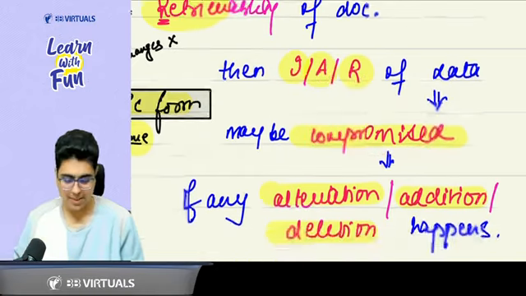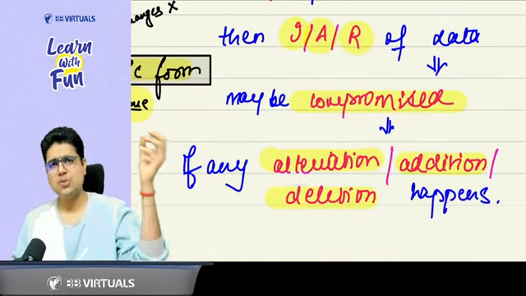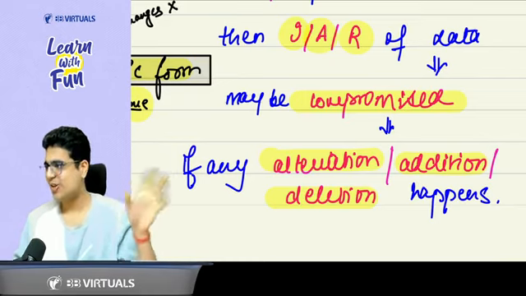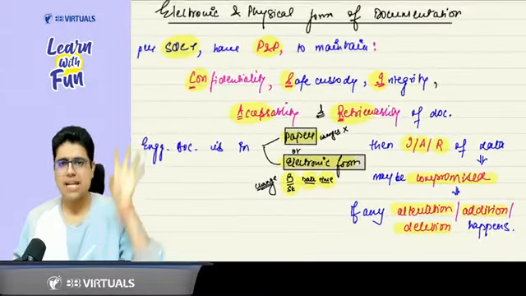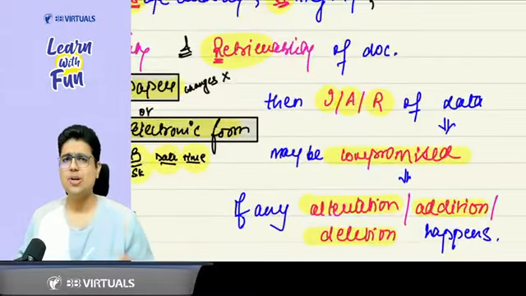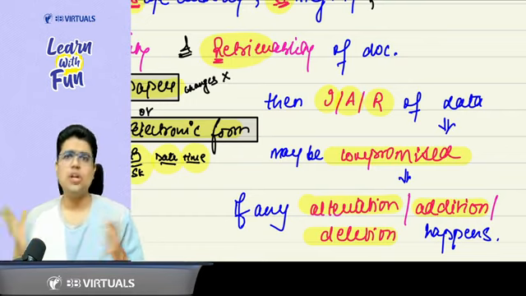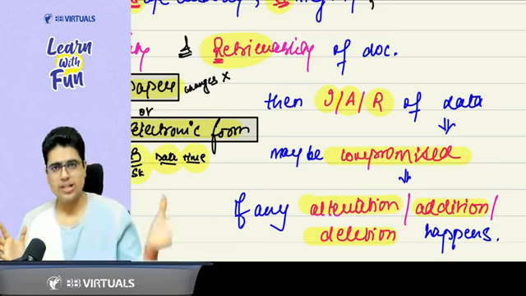Sir, how is it compromised? Through alteration. People can do some additions or deletions, so it will cause some alteration. So just remember, in paper or electronic form, the IRA can be compromised. IRA means integrity, accessibility, retrievability can be compromised due to alterations, alterations in the form of additions or deletions.